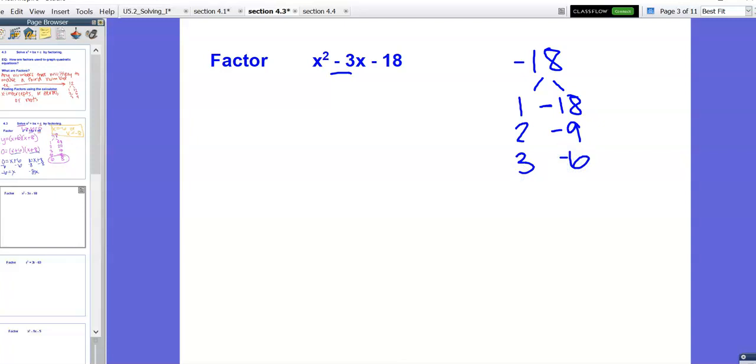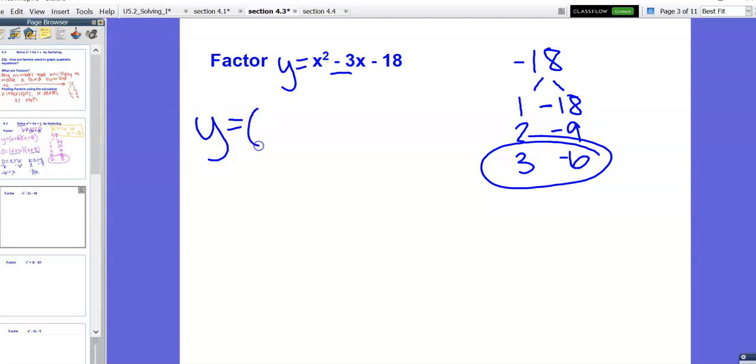We want to look for the pair that adds to make negative 3, which is right here. And this one only says factor. It didn't say solve. So we could just leave it at y equals x plus 3 times x minus 6.